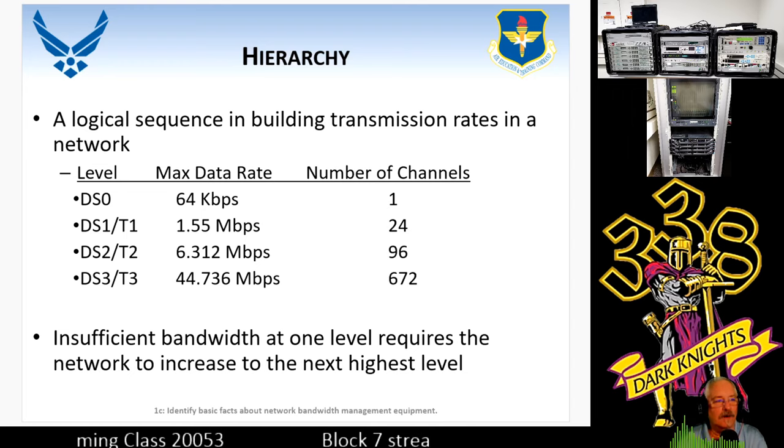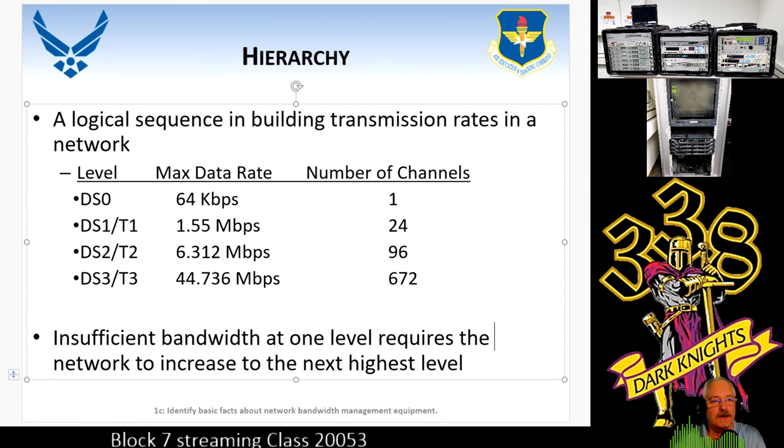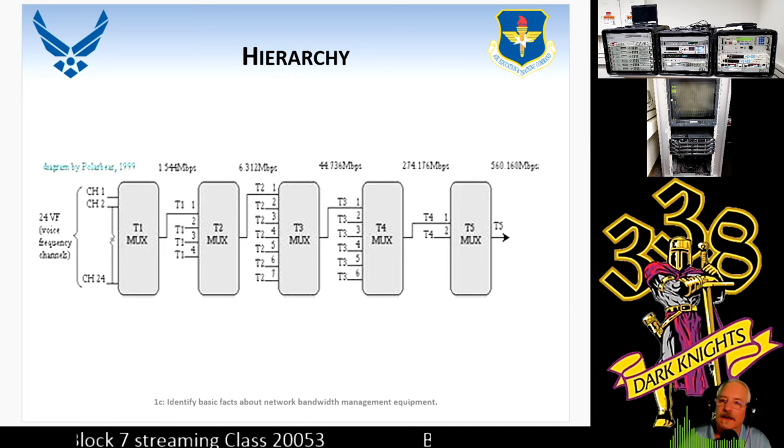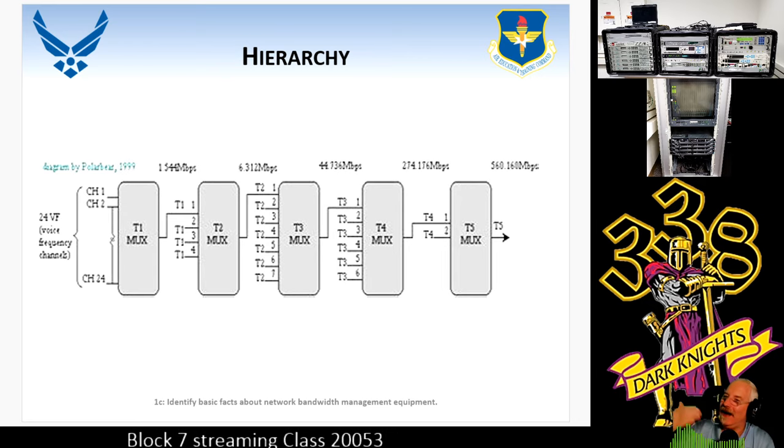Now, again, if you look at this bottom statement, insufficient bandwidth at one level requires a network to increase another level. Think of it as another pyramid. The T1s are the base, T2s are the middle, and T3s are getting closer to the top. I tried to clean this up, but it just goes to show you, the T1 multiplexer has 24 channels going into it. In order to make a T2 multiplexer, you need to get four of them together and put them into another multiplexer. In order to get a T3, you've got to get a whole bunch of T2s together that have a whole bunch of T1s being put in there. So you can see how everything builds upon each other and sends it right up the path.